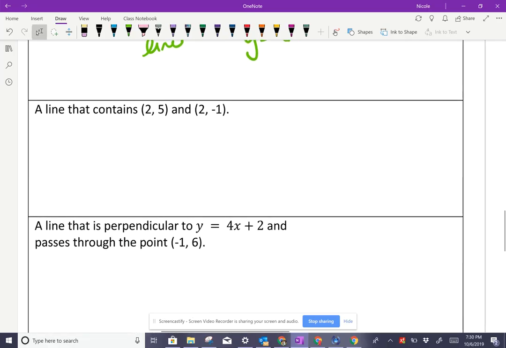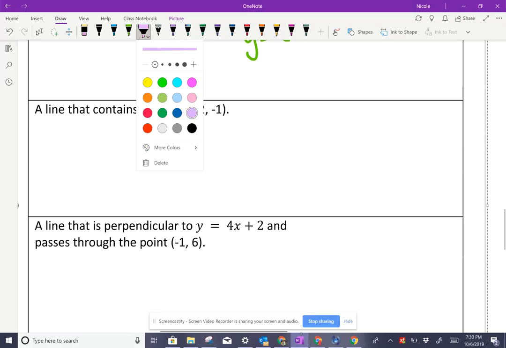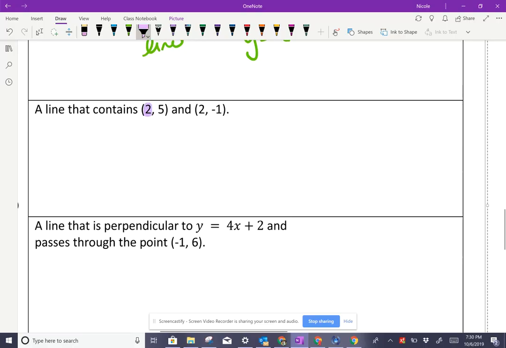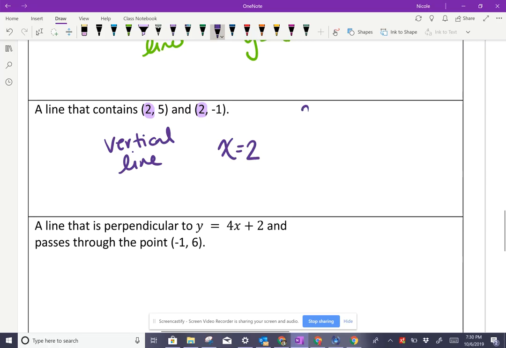Okay. And next we've got 2 points. We've got (2, 5) and (2, negative 1). So that tells me this is going to be vertical because my x's are the exact same. So that tells me x is equal to 2. Again, my slope is going to be undefined if I plug it in.